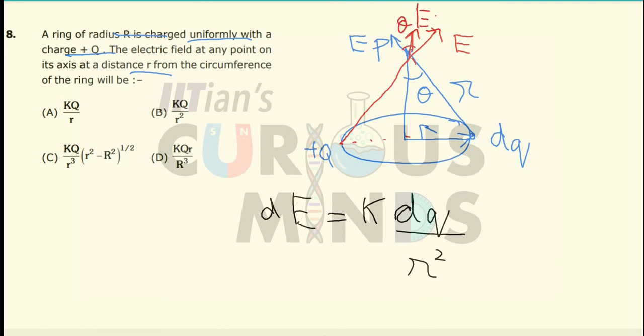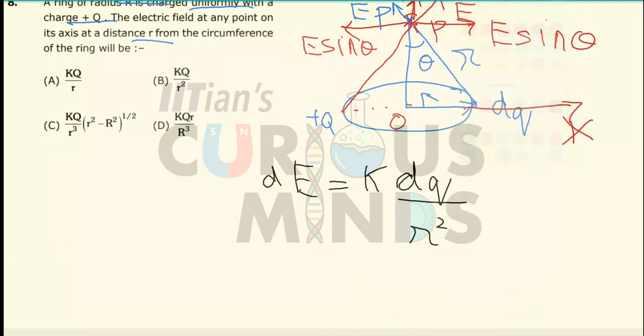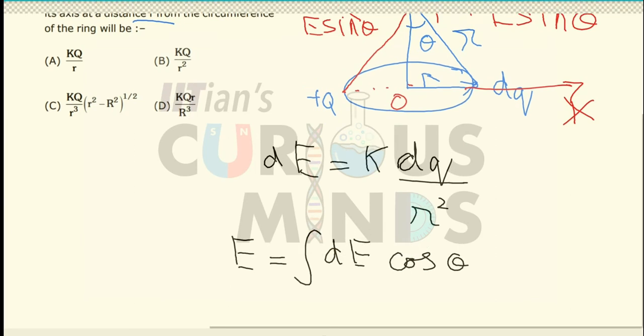So it is equal to E cos theta in the y axis, and in the x axis it will be equal to E sin theta. Let this point be P, and let the center point be O. So basically you can see that E sin theta of two diametrically opposite points will cancel out each other in the x axis, and in the y axis it will get added up. So we have to find out the total electric field. Total electric field will be equal to integration of dE cos theta, only in the upward direction.